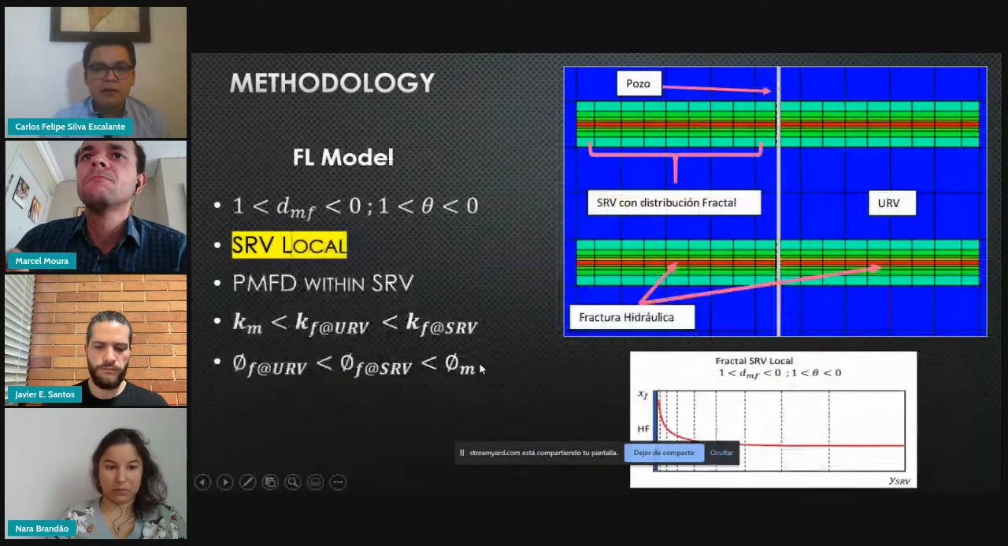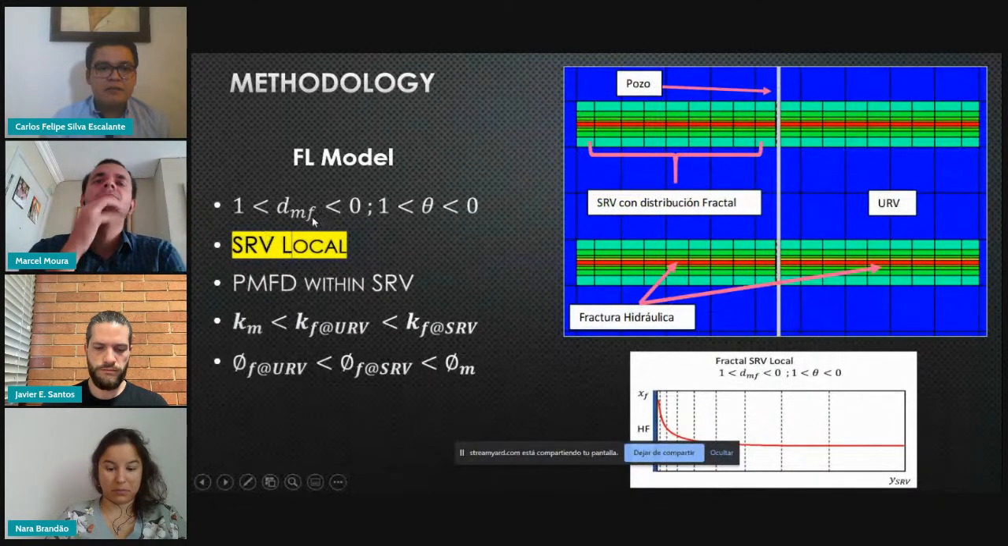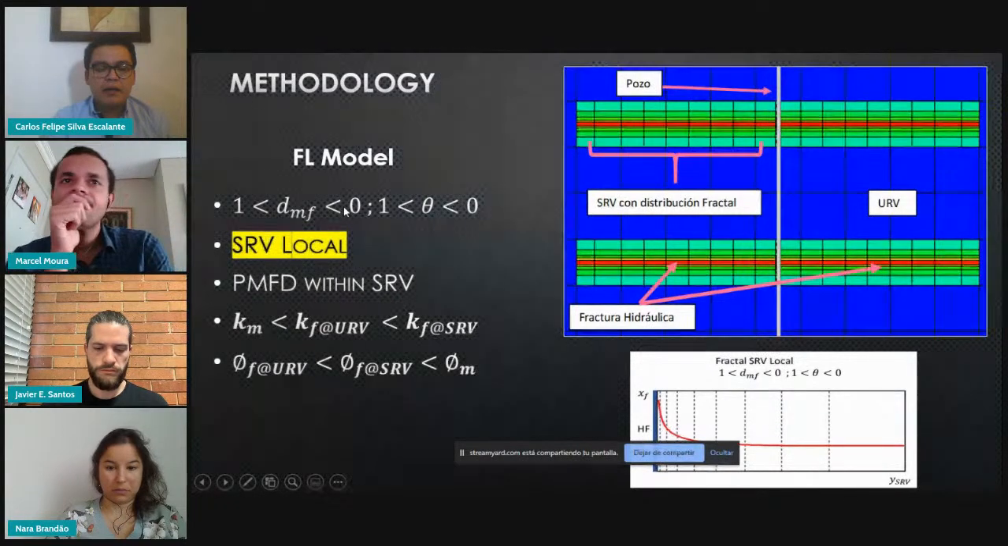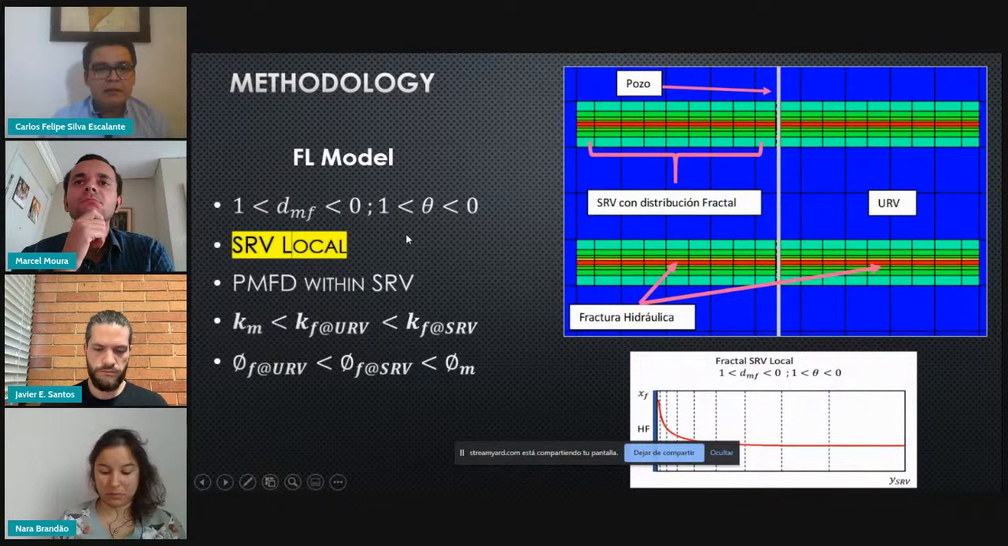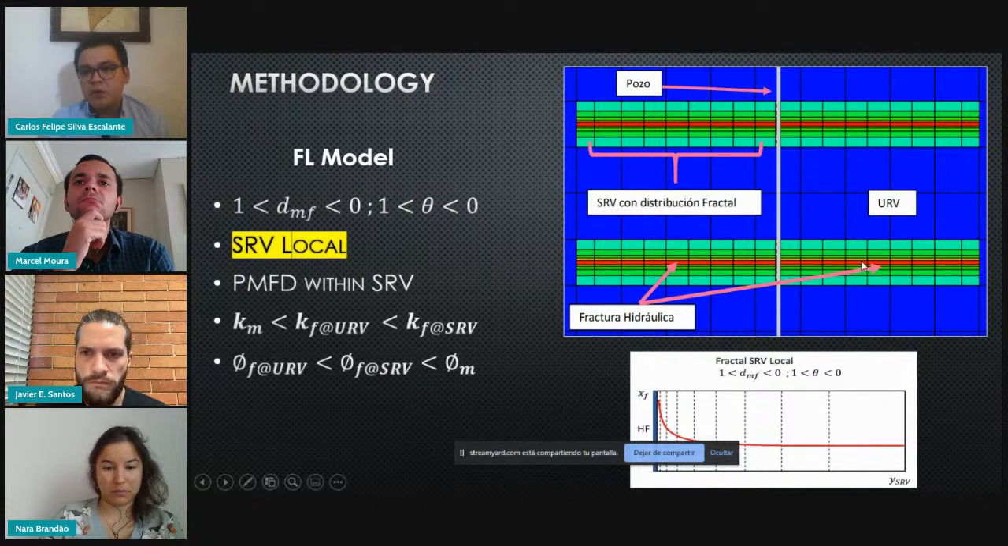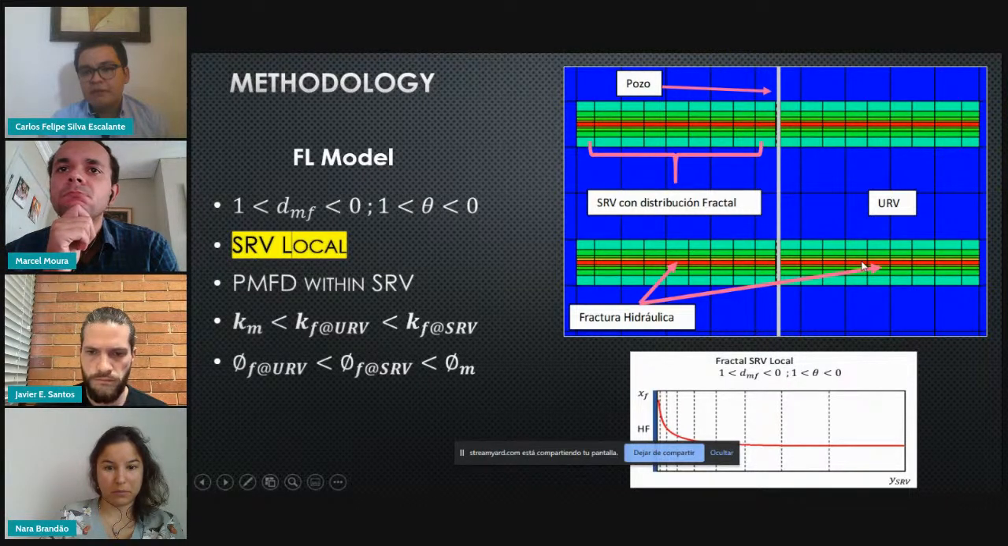The second model is fractal. Then the fractal dimension is between 0 and 1. Then theta is the same. The fractal is local over here, and we have this behavior. The red colors indicate the maximum values, and the blue the minimum. Then we can observe how this behavior can be represented in this model.